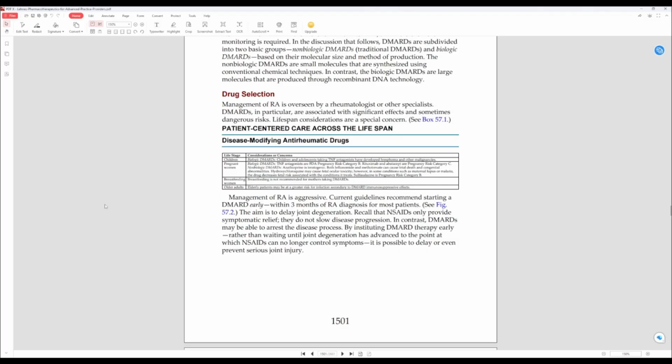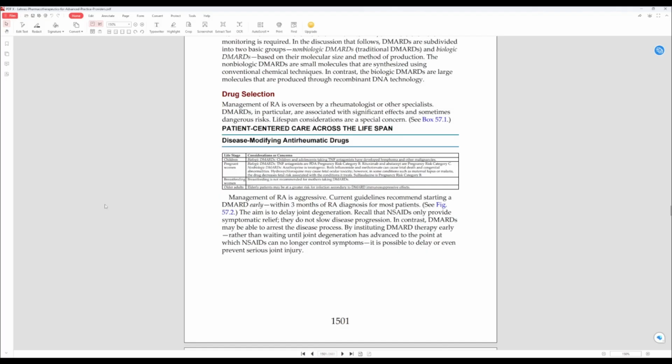Management of rheumatoid arthritis is aggressive. Current guidelines recommend starting a DMARD early, within 3 months of a rheumatoid arthritis diagnosis, for most patients. The aim is to delay joint degeneration. Recall that NSAIDs only provide symptomatic relief. They do not slow disease progression. In contrast, DMARDs may be able to arrest the disease process.